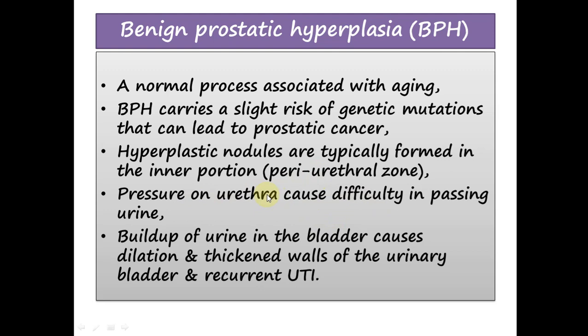And what happens in benign prostatic hypertrophy is that when there is buildup of urine in the urinary bladder, it will cause hypertrophy, dilation, and thickening of the walls of the urinary bladder, and mostly the urine stagnates and cannot be easily passed, and the bladder cannot be completely emptied, so the urine stays in the urinary bladder, and it will invite bacterial growth and urinary tract infections.